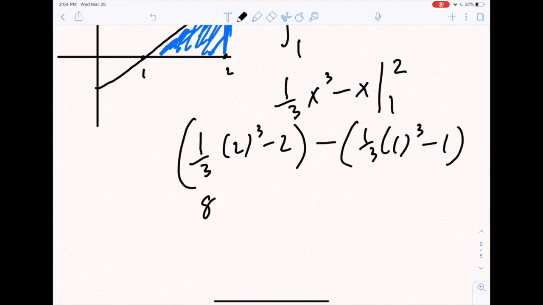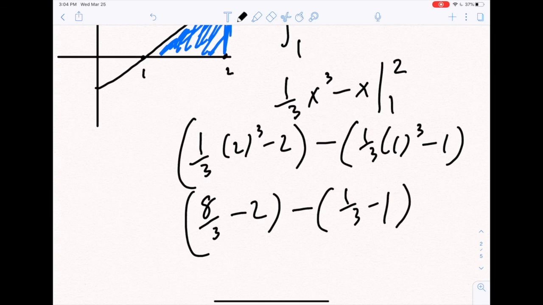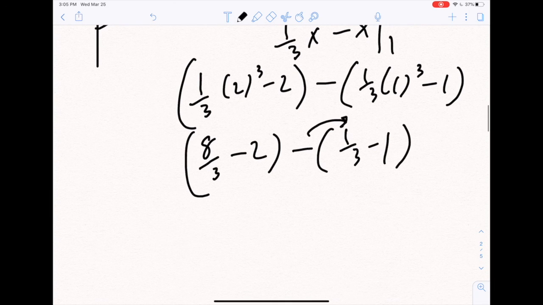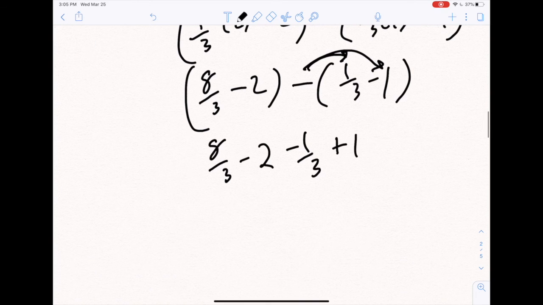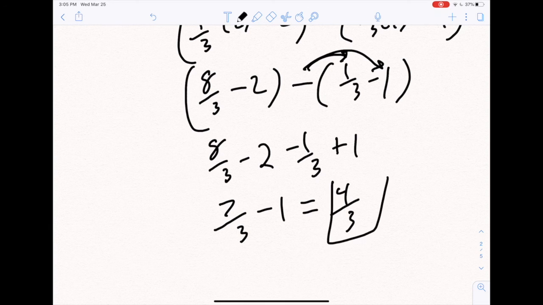So this becomes 8 over 3 minus 2 minus 1/3 minus 1. And so this negative distributes out to everything, and so we get 8/3 minus 2 minus 1/3 plus 1. And so that works out to be 7/3 minus 1, and that works out to be 4/3. And that's your final answer.